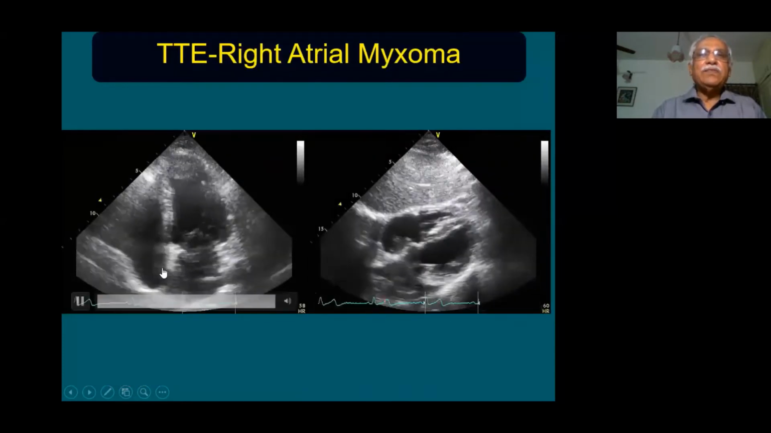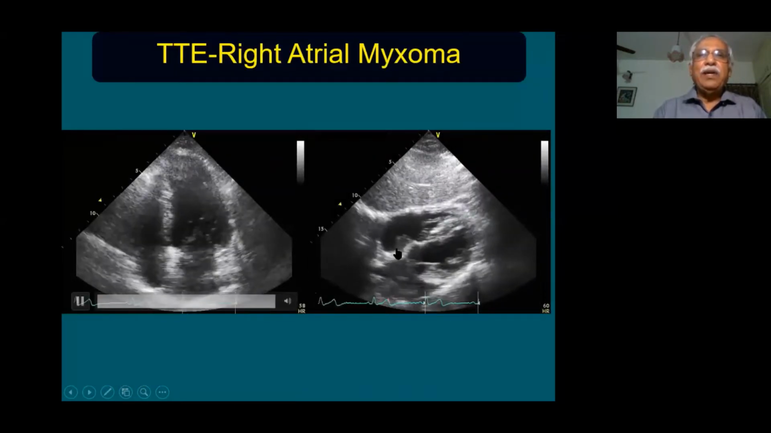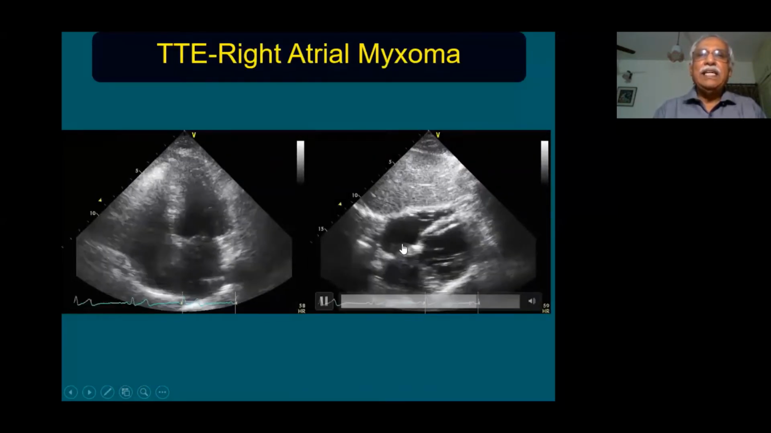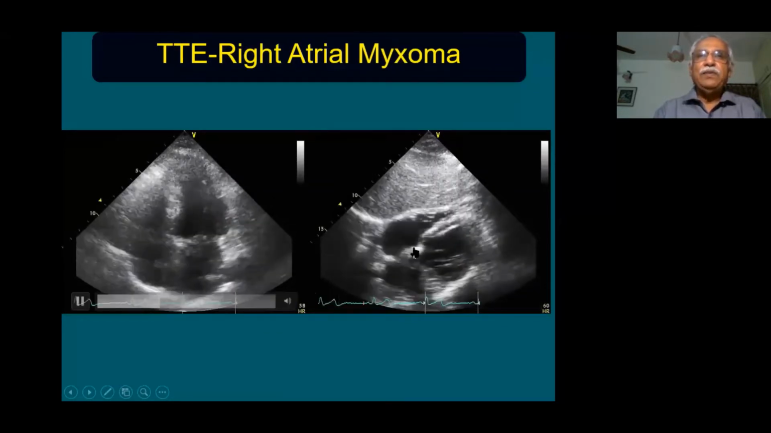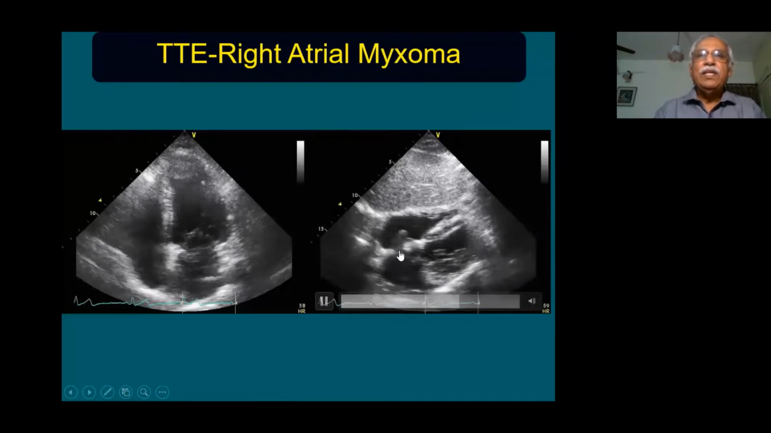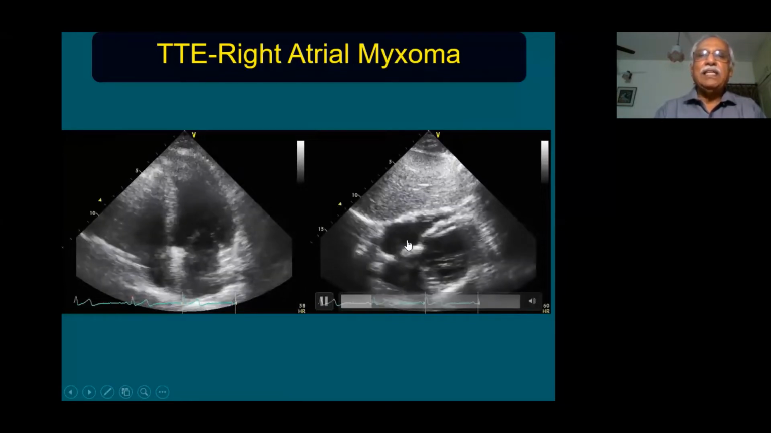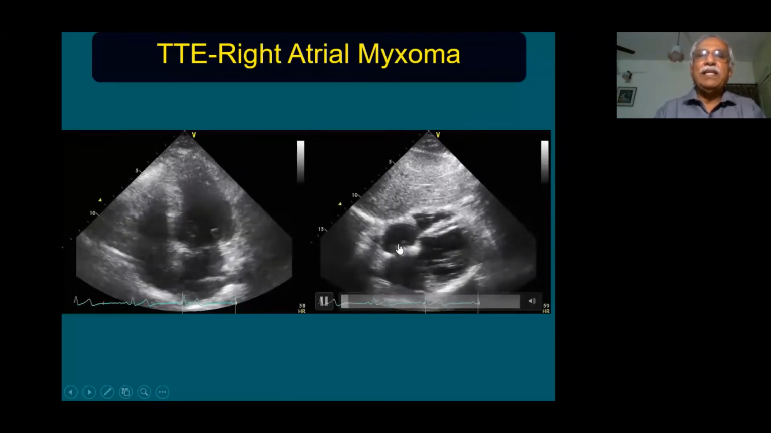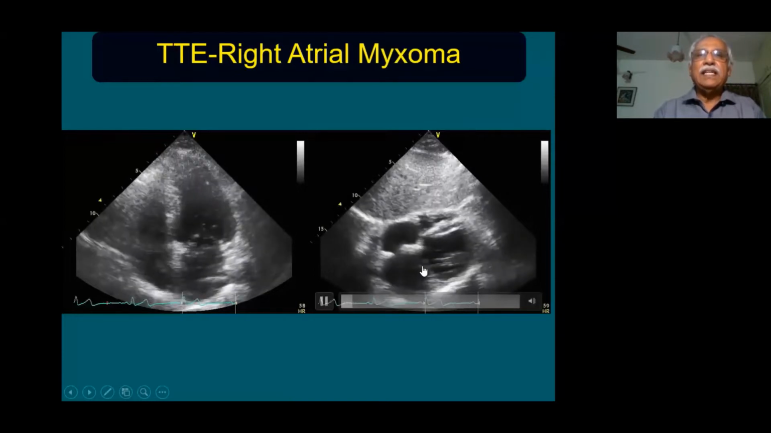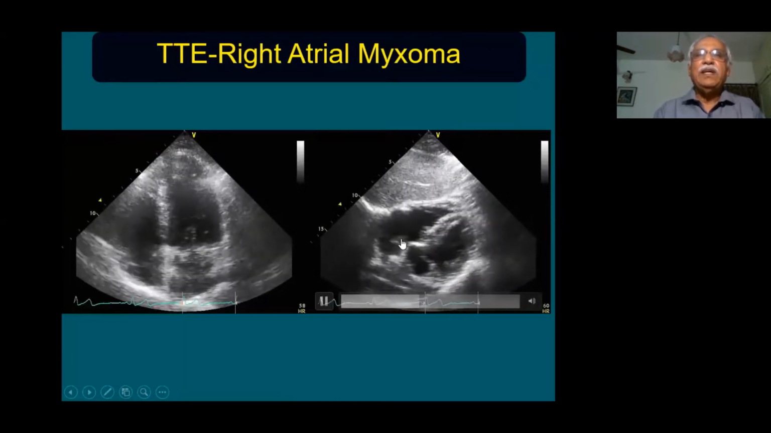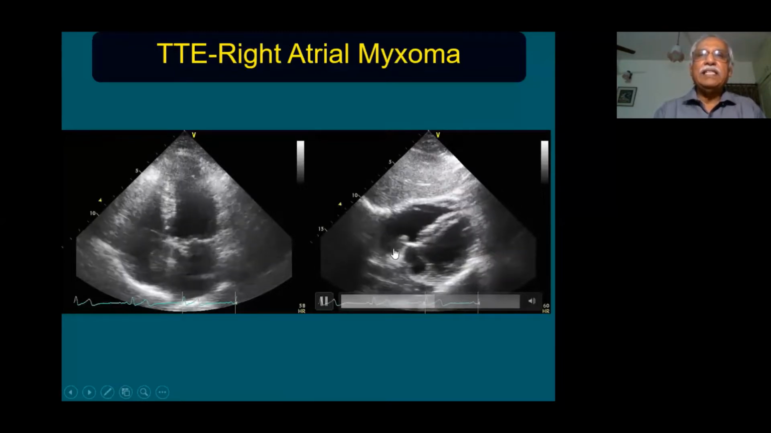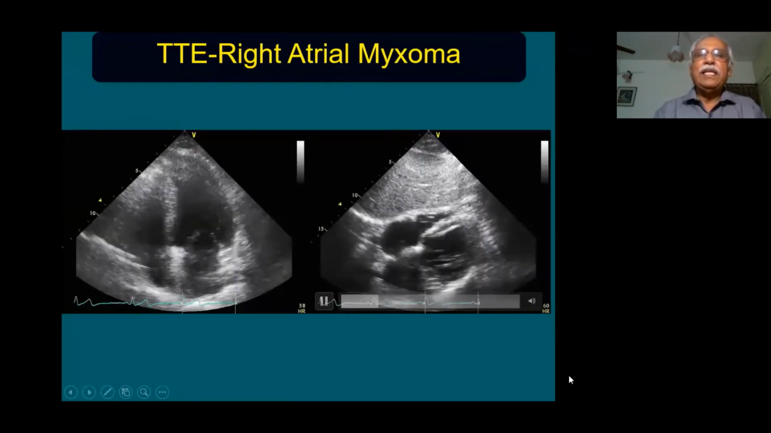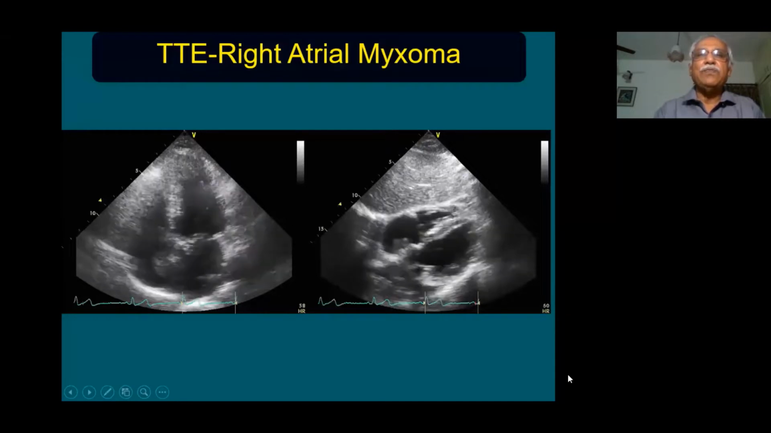This is actually a small mass, but it's still very important. You can see a mass inside the right atrium. This is the interatrial septum. This is the apical four-chamber view. This is the subcostal four-chamber view. You can clearly identify the mass attached to the interatrial septum at the level of fossa ovalis. This is actually a right atrial myxoma, which is very small, but it is highly mobile. It is not producing any obstruction to the valve because it's very small.